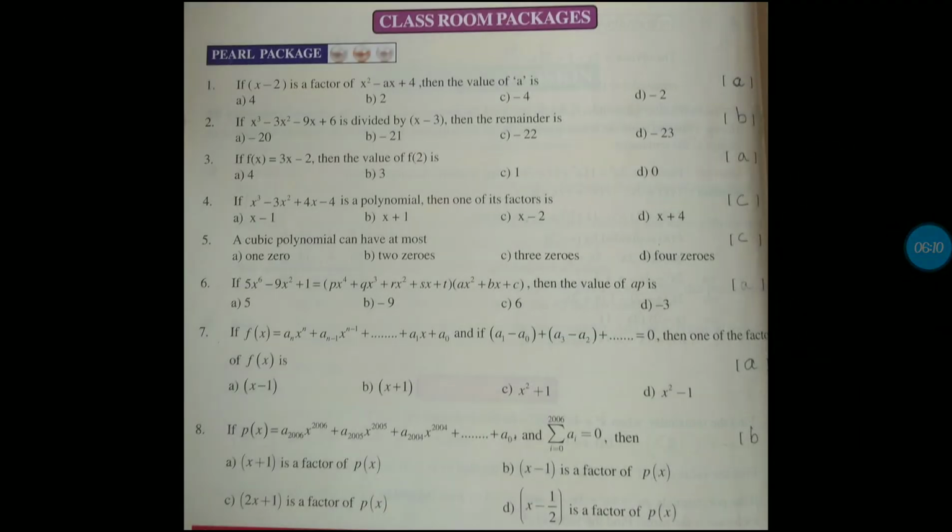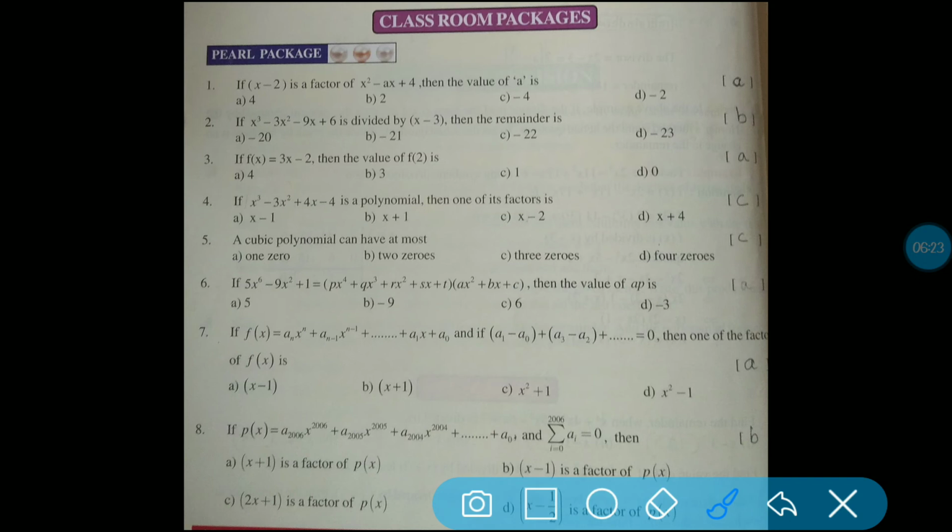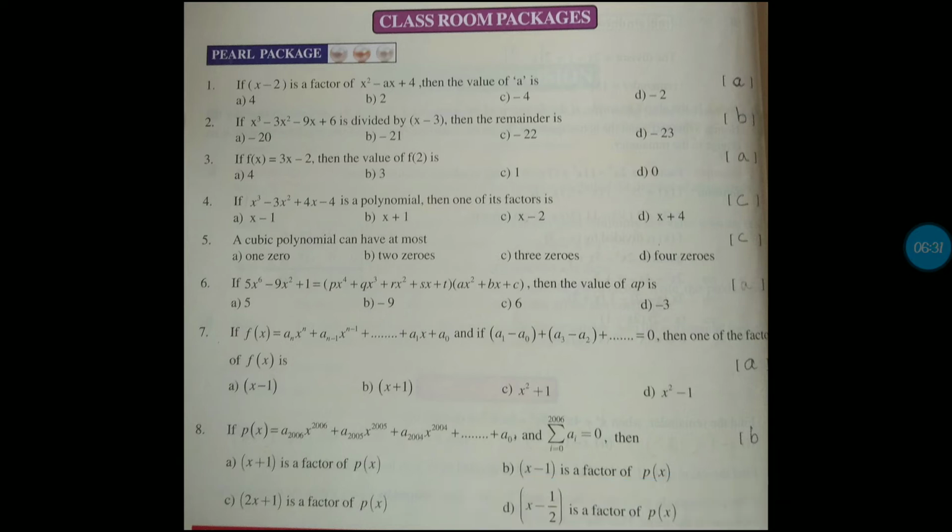Next, looking at the fifth question we have to see, right? A cubic polynomial can have at most how many number of zeros? So this will have 3 zeros, option C, okay. Mark it in your textbook. Already answer is written here.